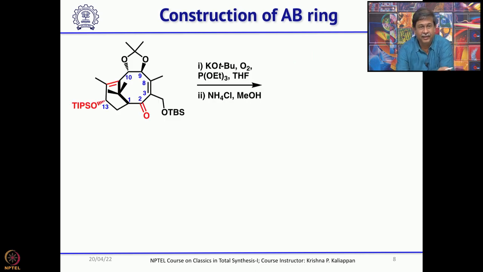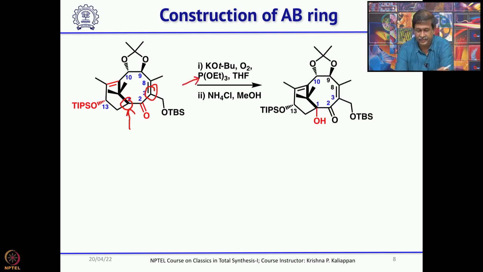Once you have that, now you need to introduce a hydroxyl group at the bridgehead position, and this is the best time. Why? Because you can generate the enolate here and not here. Once you reduce the double bond, then the enolate can be generated at that position. So it is better to do it at this position. It was easy and can be done by treating with potassium tert-butoxide and oxygen, and the resultant hydroperoxide was converted into a hydroxyl group by treatment with triethyl phosphite. So very easy, and the hydroxyl group at the bridgehead position has also been introduced.